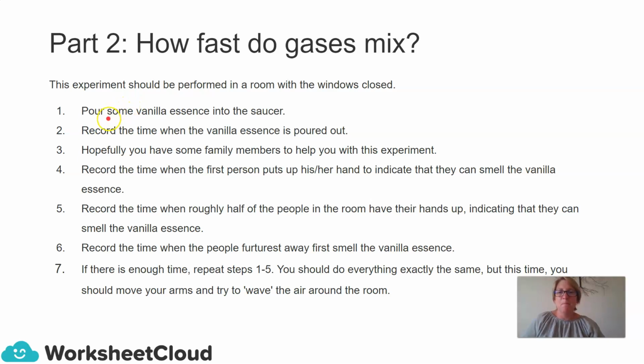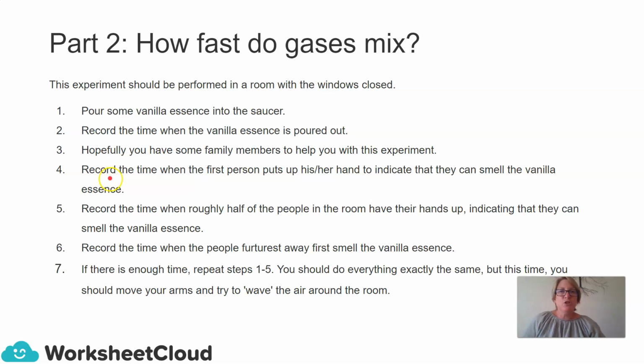vanilla essence. So record the time when the vanilla essence is poured out. So in this case, if you're going to be spraying room spray or deodorant or perfume, record the time as you spray it. Then, hopefully you have some family members to help you with this experiment. So what I would do is spread your family members throughout the room. So make sure some are close to the saucer or close to where you are spraying, and make sure other family members are a little bit further apart so that your family members are dotted around the room.